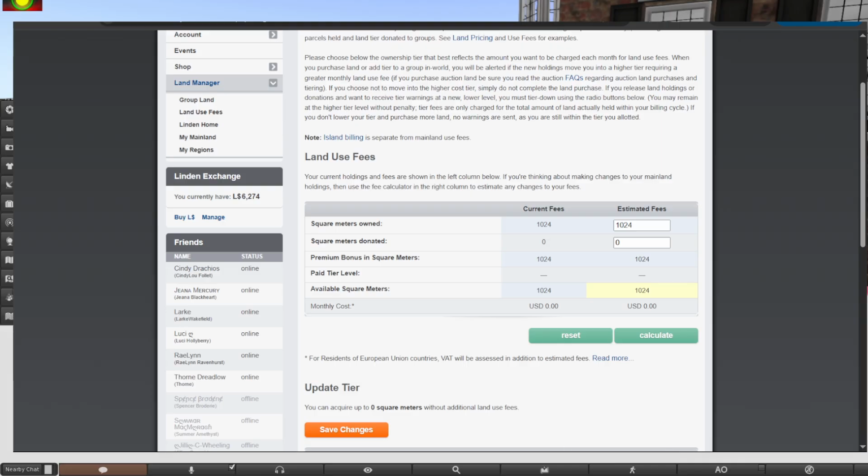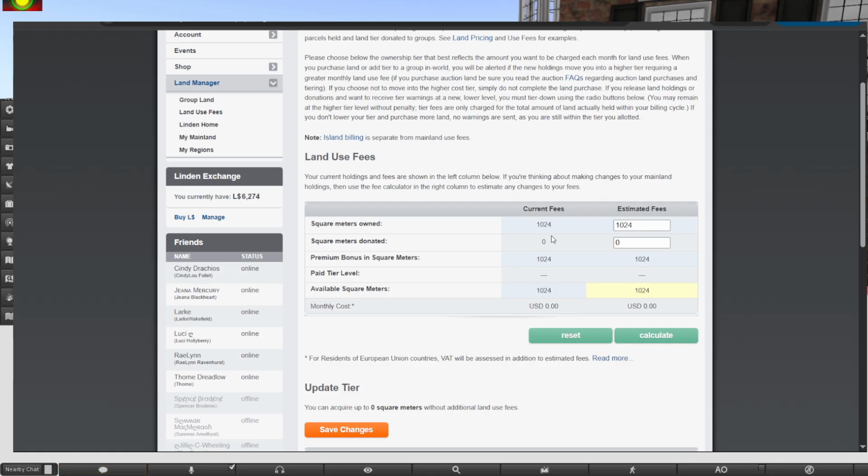So what they do is they say, okay, you own this, which I don't really own it. Like I'm paying for it. And then you have a premium bonus in this amount. So you have 1,024 square meters available and your monthly cost is $0.